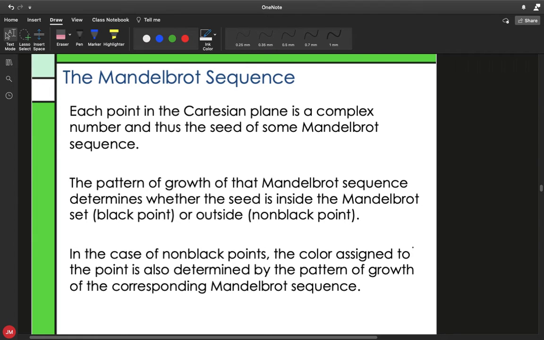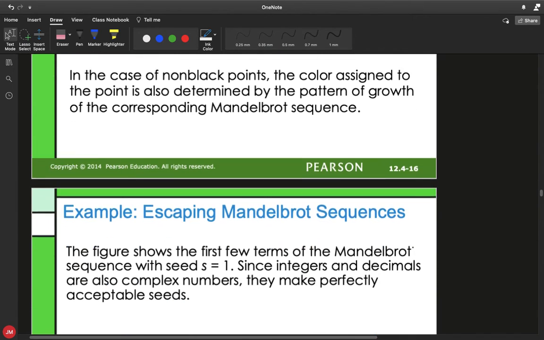Now, every single point in the Cartesian plane is also a complex number, and thus it's also the seed of some Mandelbrot sequence. Now, the pattern of growth is going to determine whether the seed that we started with is either inside the Mandelbrot set, in which case we are going to label it as a black point, or outside, and that's going to be some non-black point. Now, the color we're going to decide based on whether it's escaping and exactly how fast it is escaping.